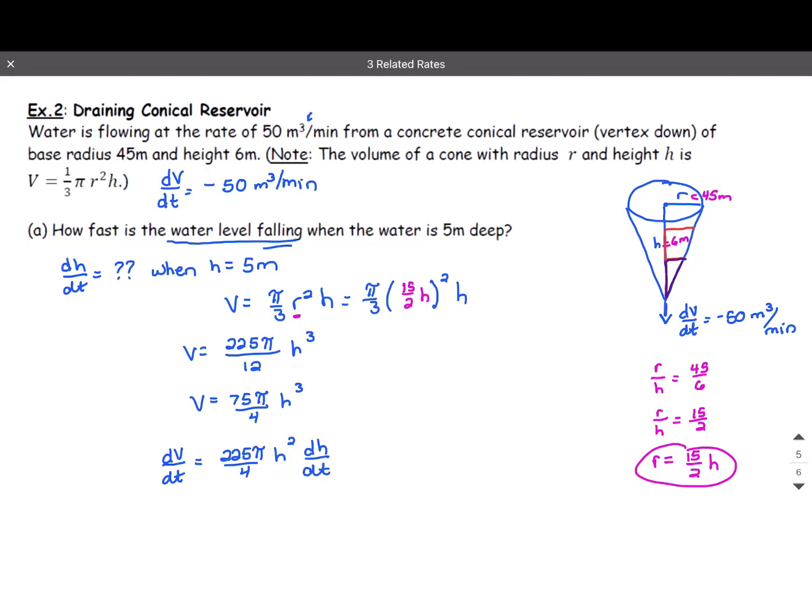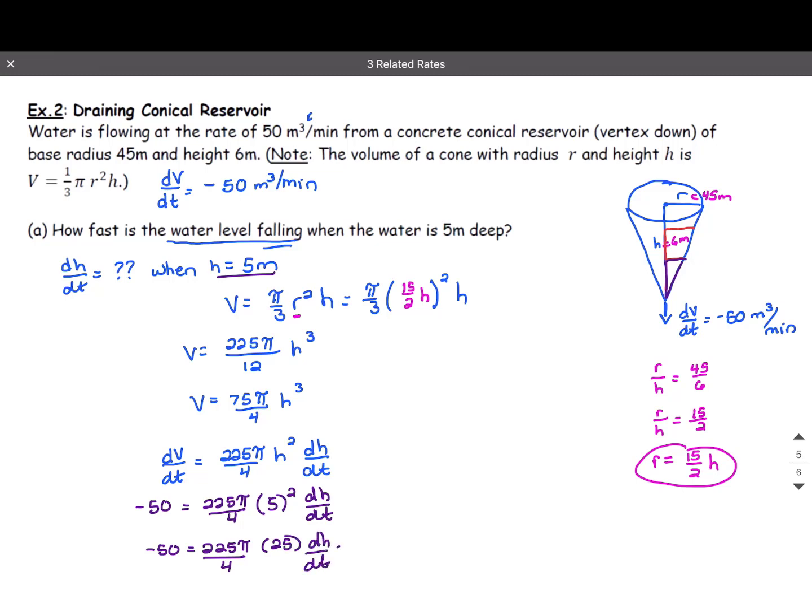Okay, now we get to plug in what we know. So now I'm going to plug in what I know. dV/dt is negative 50 equals 225 pi over 4 times h is 5 squared, and I'm still looking for dh/dt. So now I've got negative 50 equals 225 pi over 4 times 25 dh/dt.